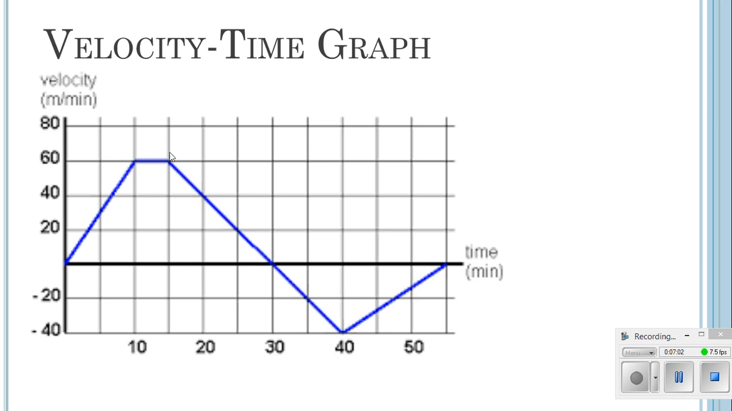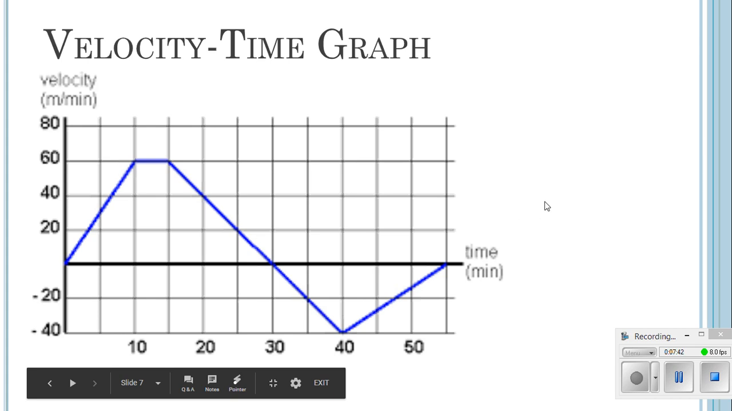So now we need to think of, well, what's happening when there is no slope? Does that mean the object or the person is stopped? No, because this right here is at 60 meters per minute. That means this object or person is moving 60 meters per minute at a constant rate for, in this case, 10 to 15, for 5 minutes. So when you have flat parts of a velocity time graph like this, that's a constant speed or a constant velocity. There's some negative acceleration going on and then some more positive acceleration.